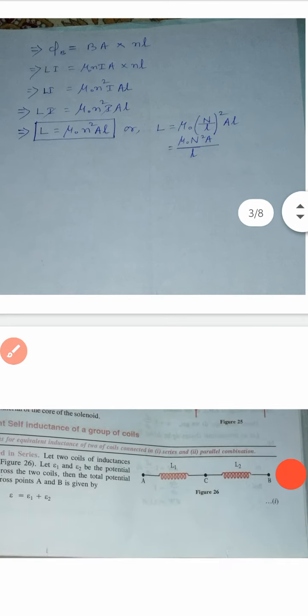Then combination of coils. Just like combination of resistances, we have series combination, parallel combination. Here also in the same way we have series combination of two inductors. This type of coils are called inductors. So these two inductors are connected in series. The first one is in series.